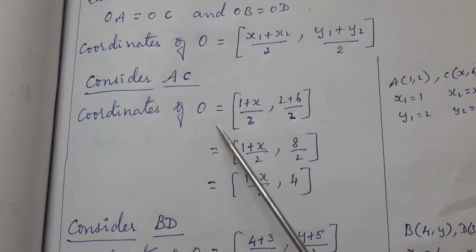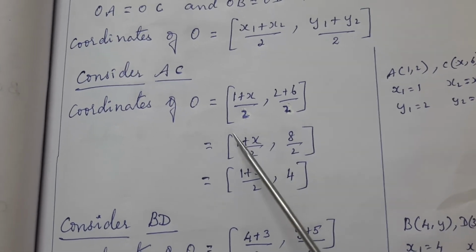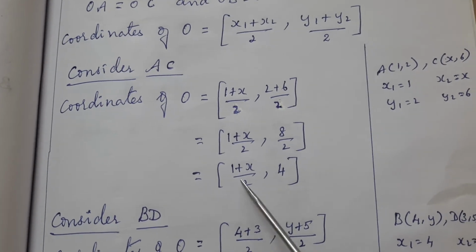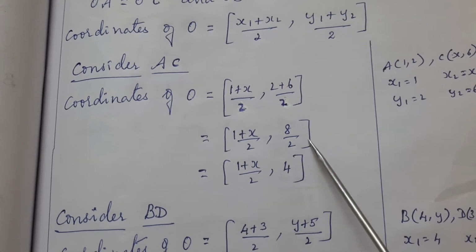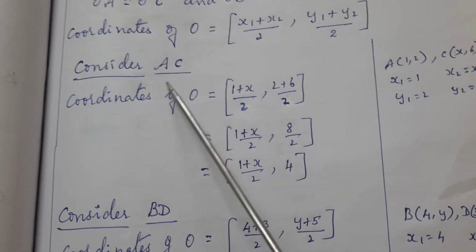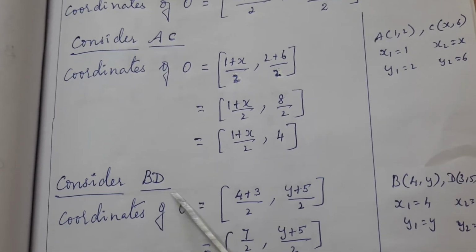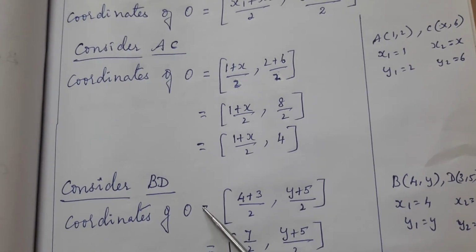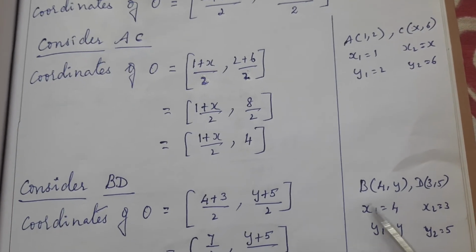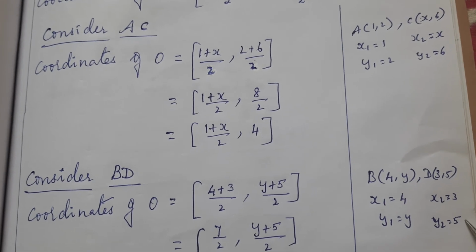Substitute these values in x1 plus x2 by 2 and y1 plus y2 by 2. So we get the coordinates of O as 1 plus x by 2 comma 2 plus 6 by 2. 2 plus 6 is 8, 8 by 2 is 4. So we have got the coordinates of O when you consider AC as the diagonal. Next diagonal is BD. Consider BD. The coordinates of O will be x1 plus x2 by 2, y1 plus y2 by 2. Here B is x1 y1, D is x2 y2.